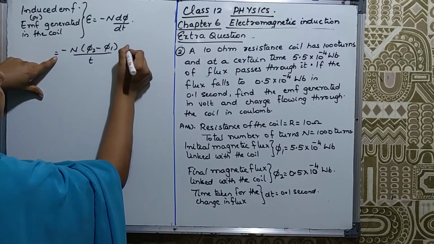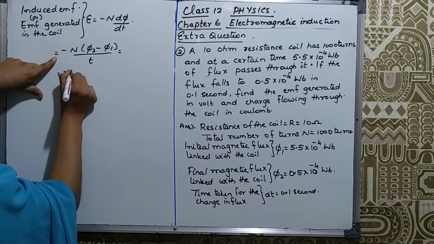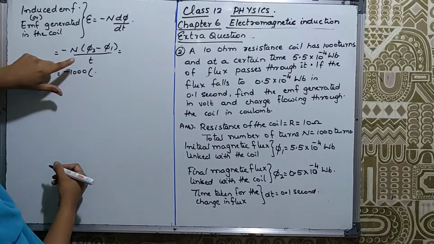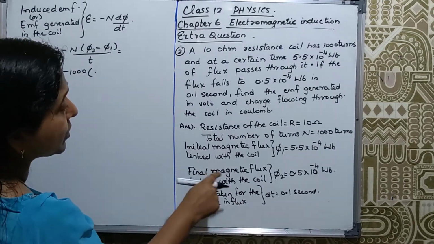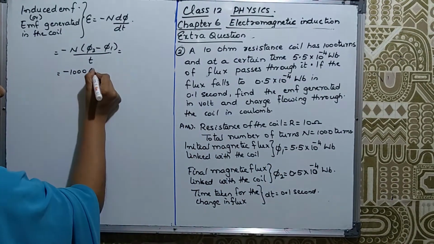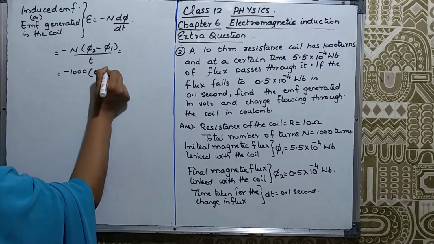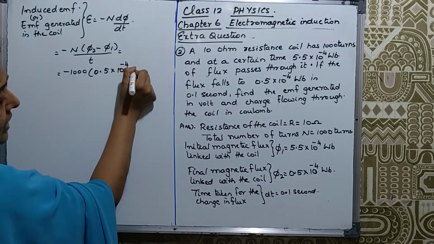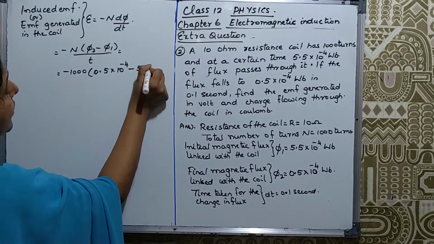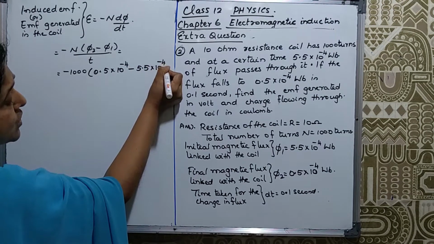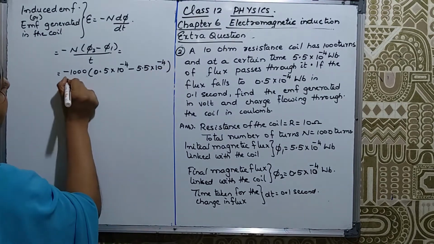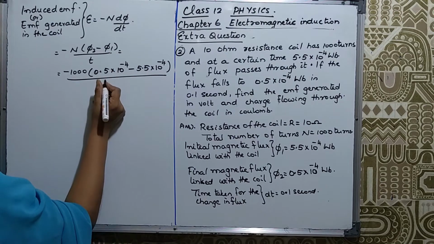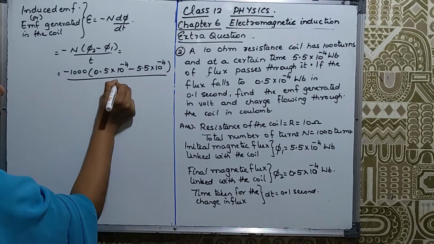So, that will be equal to minus 1000 into phi 2 minus phi 1. That is, phi 2 will be 0.5 into 10 raised to minus 4 minus 5.5 into 10 raised to minus 4, divided by the time taken, which is 0.1 second.